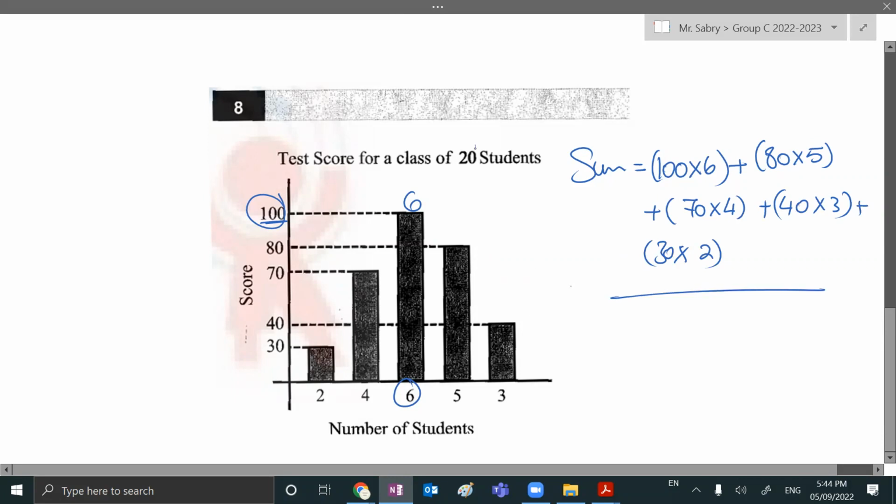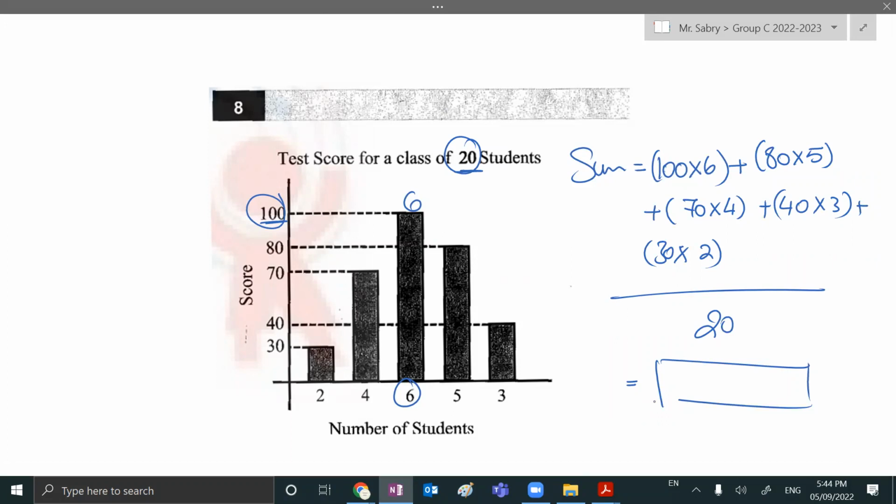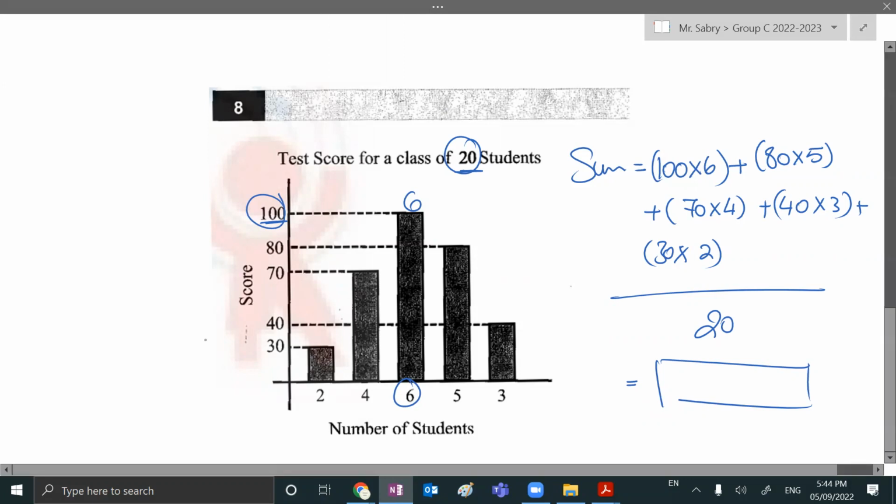Divided by how much? They're actually 20. They're 20 students, 20 pieces of entry, so they have to be divided by 20. That would get me the mean of the data. Okay? Is that clear? Easy? Yeah. Awesome.